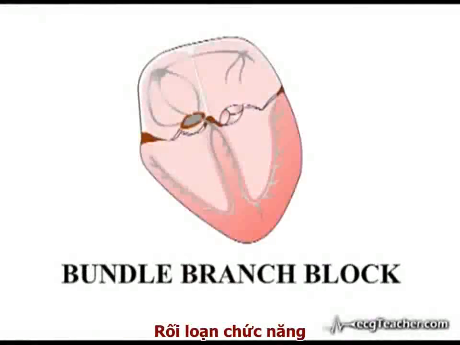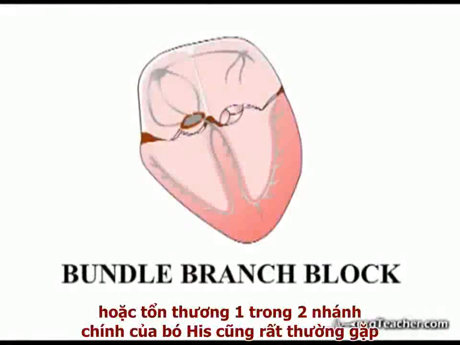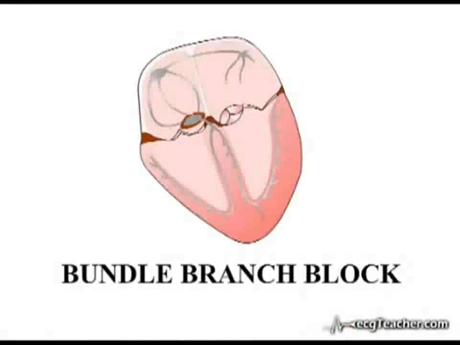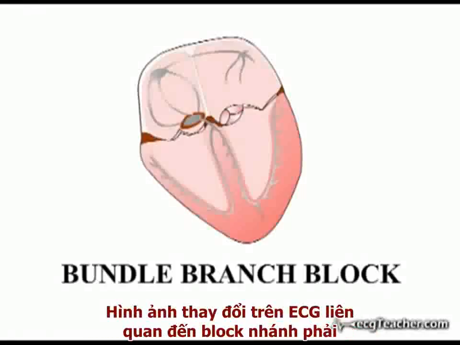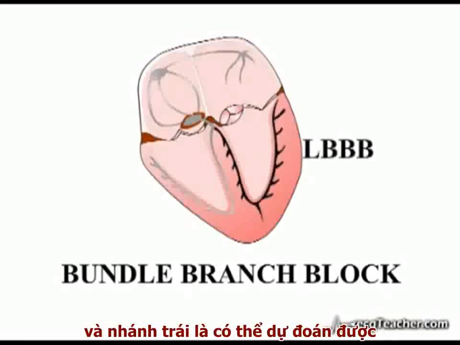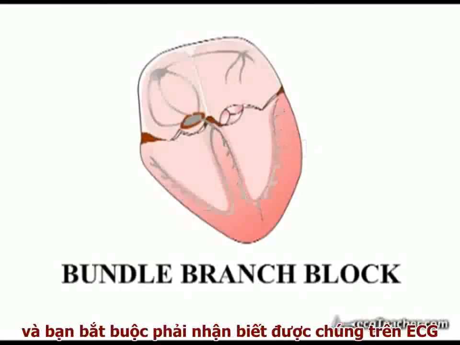Isolated dysfunction or damage of either of the main branches of the bundle of His is commonly observed. The pattern of ECG changes associated with right or left bundle branch block are broadly predictable, and you must be able to recognize them on the ECG.